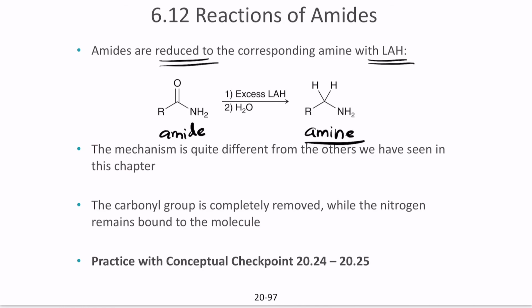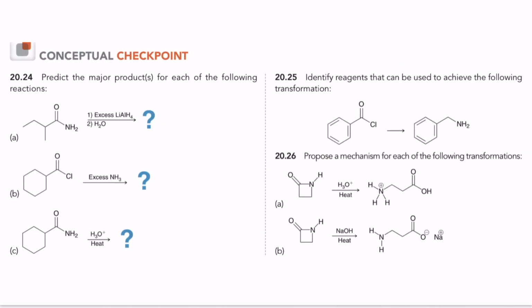This mechanism is quite different from the others that we have seen, because this reaction does not create an alcohol, it actually creates an amine. So if you want to create an amine from an amide, we have to use lithium aluminum hydride. What is happening here is we are basically removing the carbonyl oxygen while maintaining the nitrogen bound to the molecule. So this is the reaction that happens here. Use the principles that we just saw. Pause the video right here and try to solve these problems.